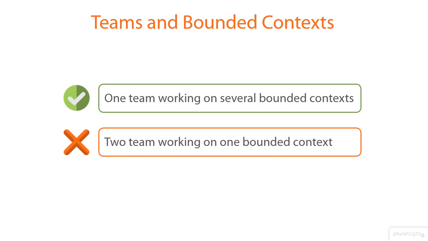The last guideline regarding boundaries for bounded contexts is how they relate to the development teams working on them. It's a good practice to keep the team's boundaries aligned with those of bounded contexts. It means that while one team may work on several bounded contexts, there shouldn't be a situation where two teams work on a single bounded context. It would lead to communication issues and increased maintenance costs.